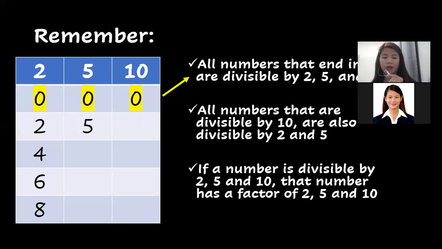So, remember, meron silang pagkakapare-pareho. All numbers that end in 0 are divisible by 2, by 5, and by 10. Next, all numbers that are divisible by 10 are also divisible by 2 and by 5. If a number is divisible by 2, by 5, and 10, that number has a factor of 2, 5, and 10.